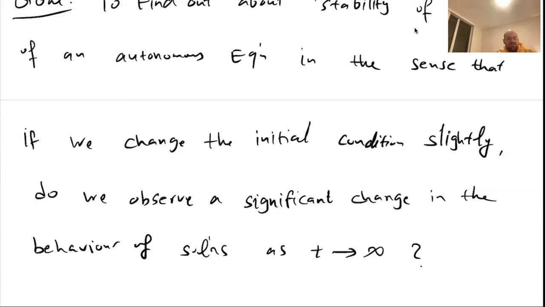So this is the meaning of stability. If we change the initial condition a little bit, do we see a significant change in the behavior of the function as t goes to infinity, or will the behavior of the function as t goes to infinity still be similar if we change the initial condition a little?